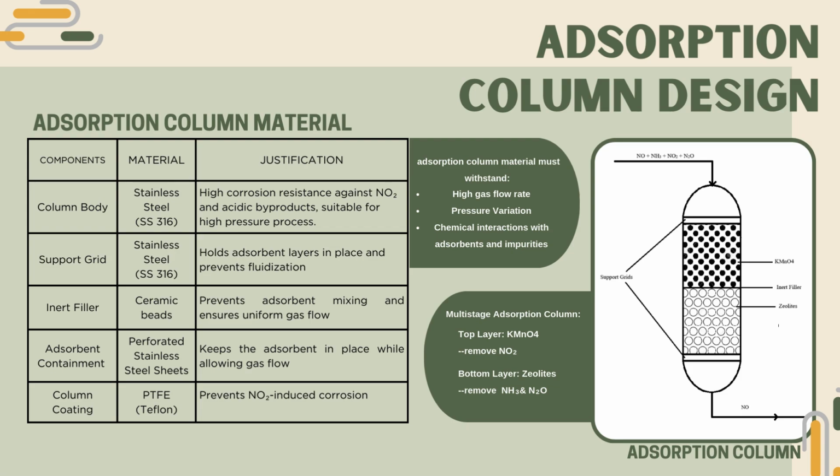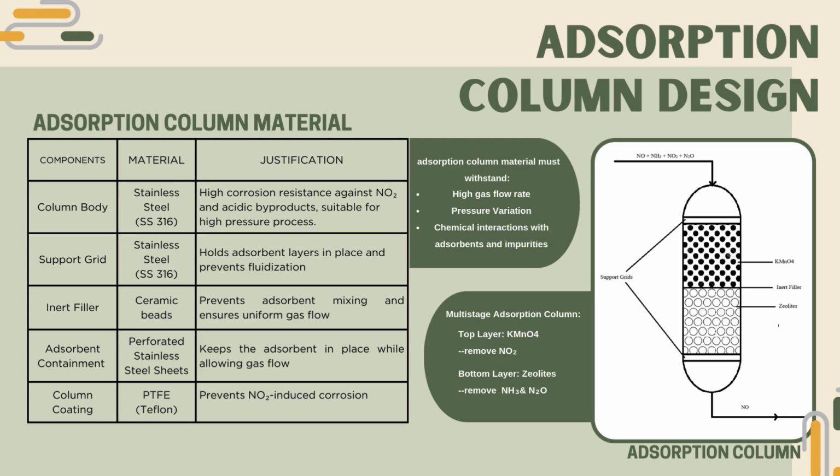This is the design of our adsorption column and the details of the materials used and multi-stage process. The column must handle high gas flow, pressure changes, and chemical interactions. Hence, for the column body and support grid, we use stainless steel 316 for its corrosion and high pressure resistance. Ceramic beads act as an inert filler for uniform flow. Perforated stainless steel sheets contain the adsorbent, while a PTFE coating prevents NO2 corrosion.